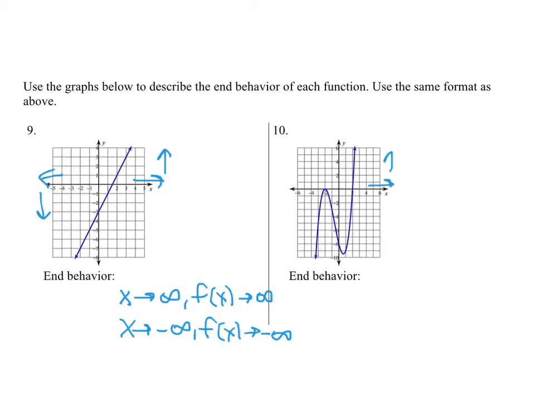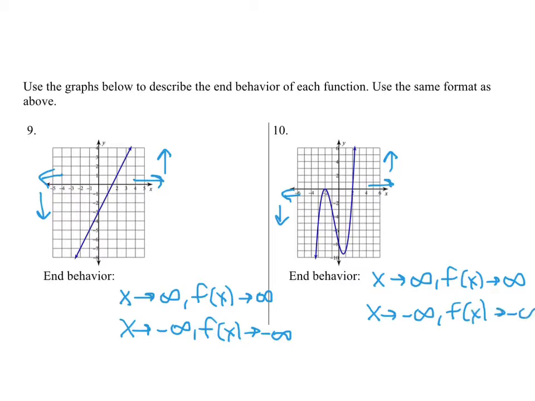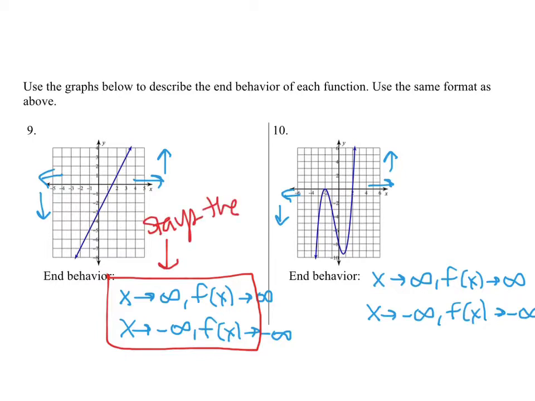Number 10, as I go to the right, it's going up, left goes down. So as x approaches positive infinity, f of x approaches positive infinity. As x approaches negative infinity, f of x approaches negative infinity. Whenever you're writing end behavior, this part is always going to stay the same. The only thing that changes is this last little piece over here.